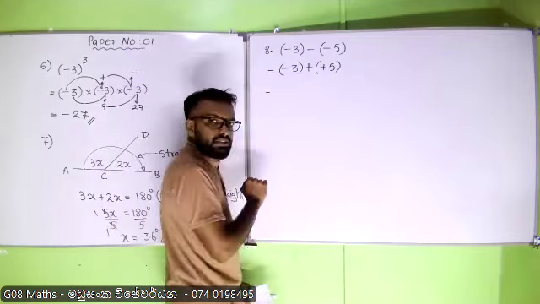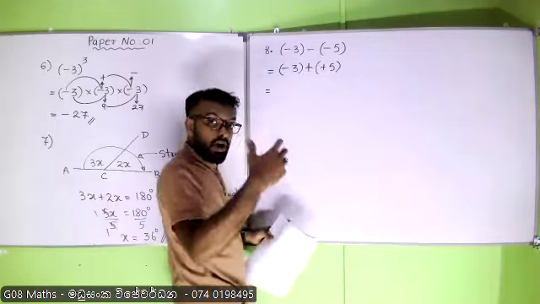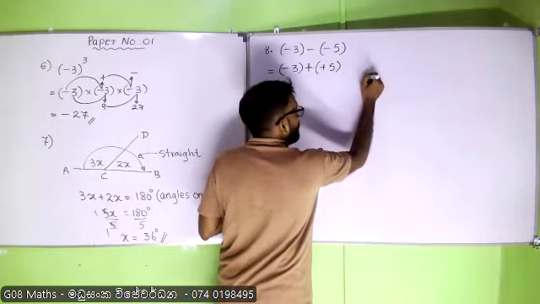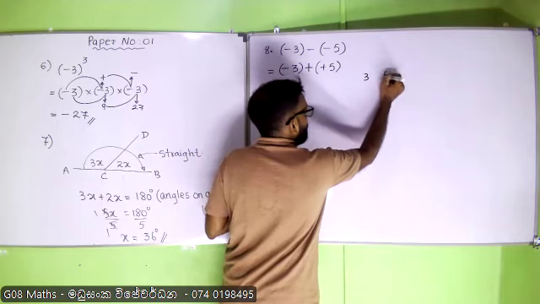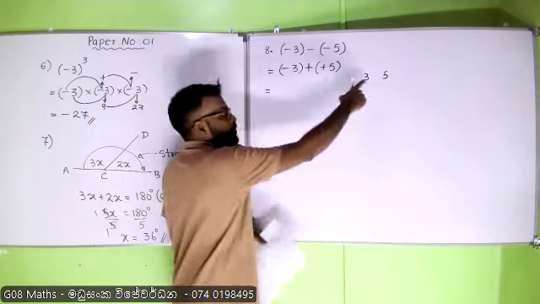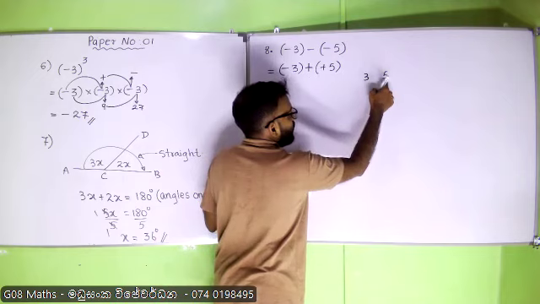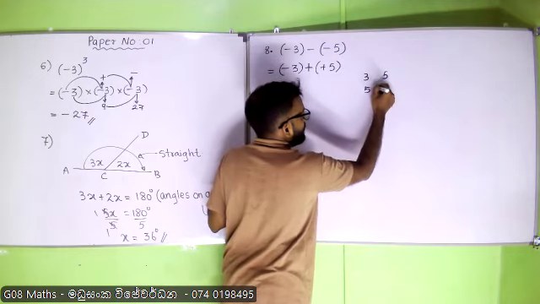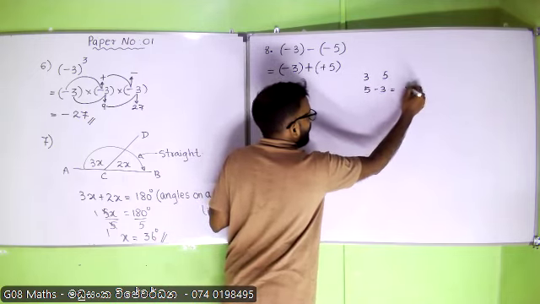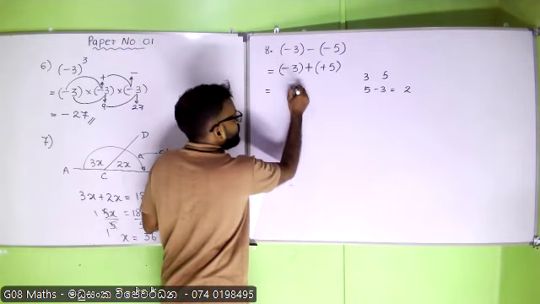Just forget the signs and take the two numbers out. That is 3 and 5. And get the subtraction from the biggest number. 5 minus 3 is 2. So your answer should be 2.